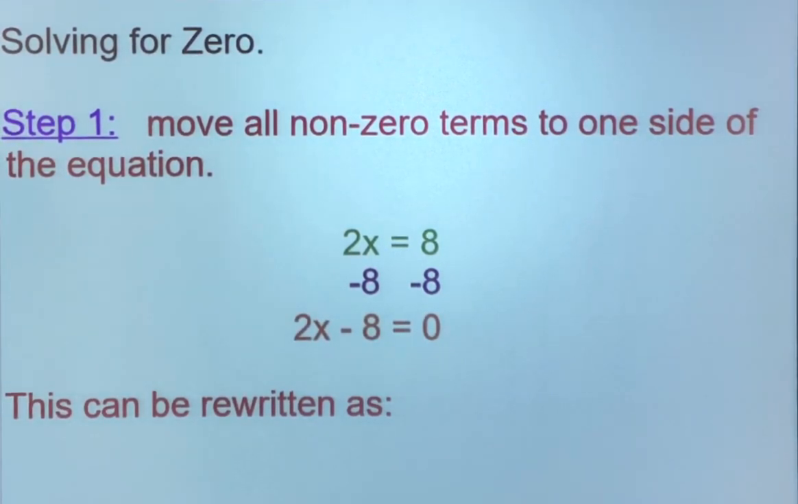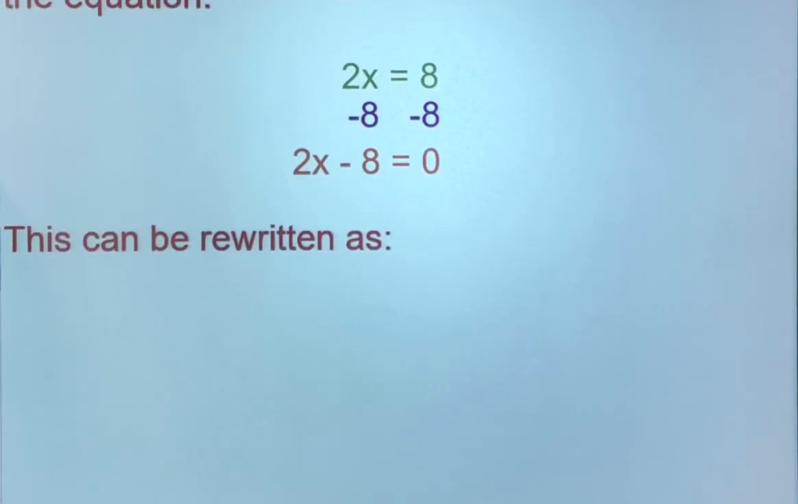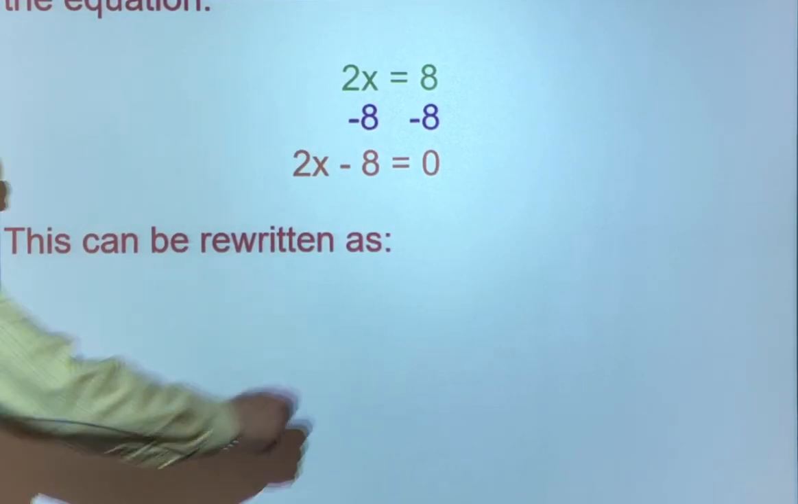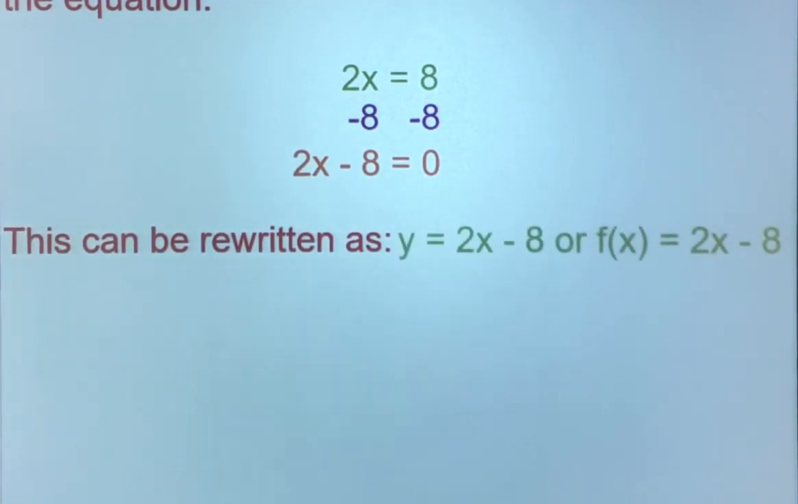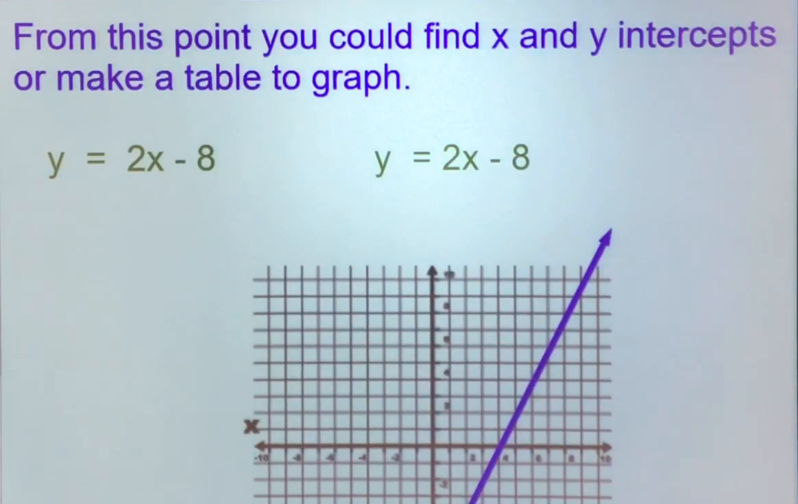Now, here's where the root comes in. When I solve that, and I have 2x minus 8 is equal to 0, that can be written a couple of different ways. You can write it in slope-intercept form and replace the 0 with y. So we would have y is equal to 2x minus 8. Or we could put it in function form, which would be f of x is equal to 2x minus 8.